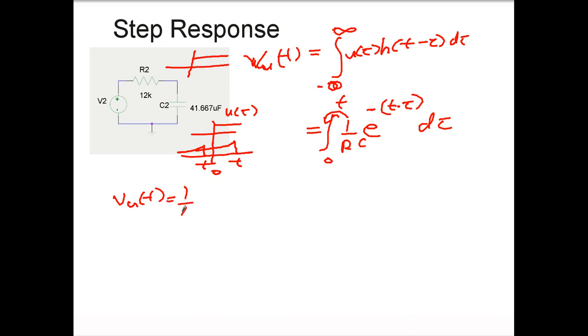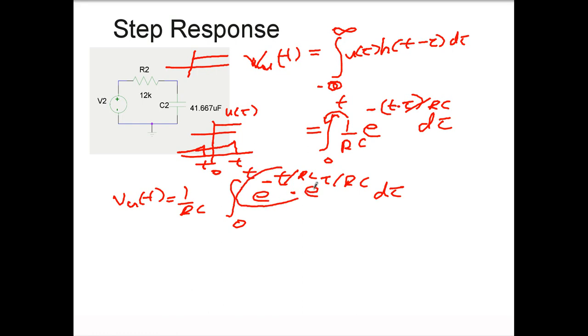So v sub u of t equals 1 over RC, integral from 0 to t, and I'll also separate these terms. There is a subtraction going on in this exponent, so I will get e raised to minus t by RC times e raised to tau by RC d tau. You notice that there is no variable tau in this first term, so I can take this outside the integral as well.